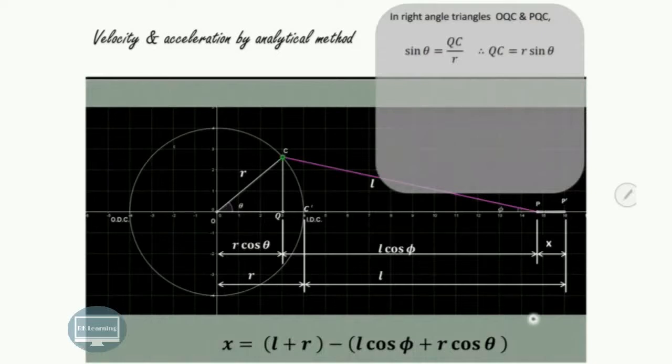Suppose we consider this right angle triangle O, Q and C, then sin theta is equal to opposite side, that is QC, divided by this hypotenuse, that is R. So that we have written over here. So therefore QC is equal to R sin theta.